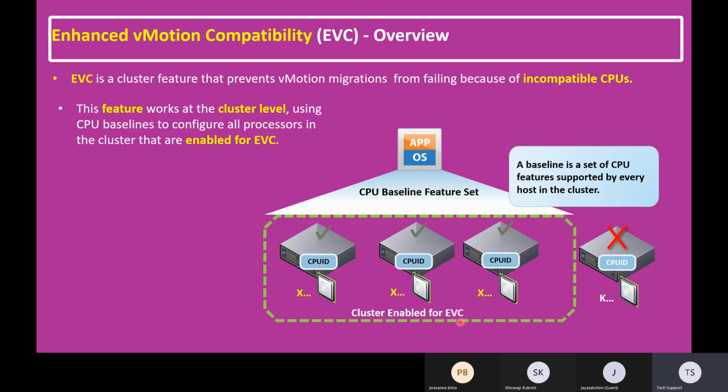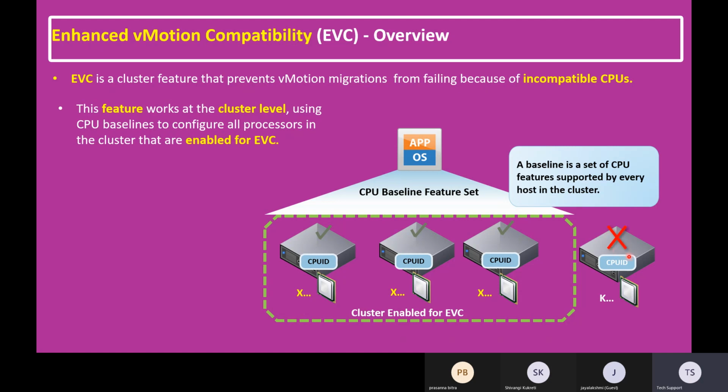So the cluster is enabled for EVC. We already enabled the EVC option also. When you enable EVC, the benefit is that if your host is not part of this EVC cluster, if the host is outside the cluster, meaning here the processor family I have given as K, and you want to migrate a VM from the EVC cluster to another host, definitely your migration will fail.